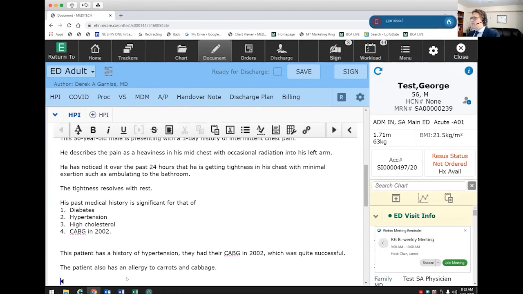So as you can see there, the system knew the context that I was talking about a CABG, not the cabbage, the one that you eat.